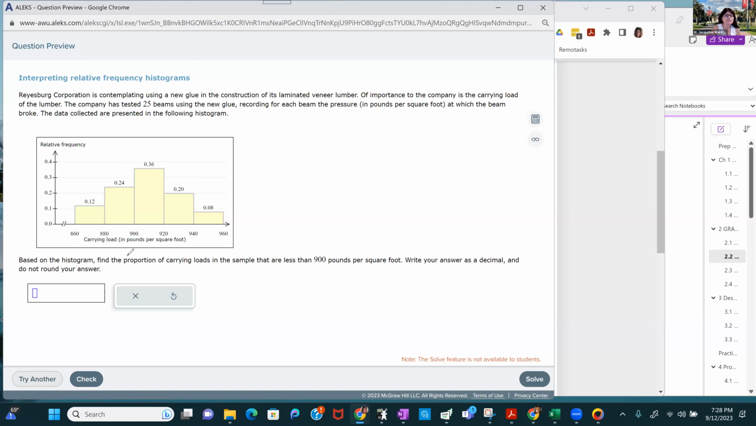And now, questions asking you to find the proportion of carrying loads in the sample that are less than 900. Less than 900. So that's this way. So really, we're just going to add these 12% and 24%. Are 36%. It's like 12 cents and 24 cents. 36 cents. Okay.